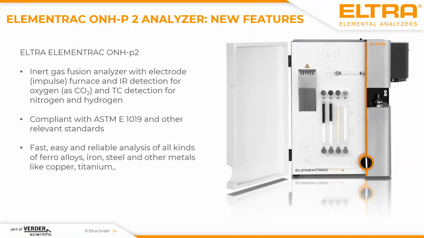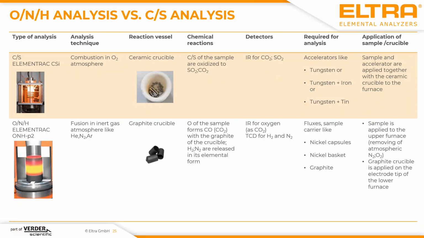titanium, and ceramics. At first glance, the Elementrac CSI, which is suitable for carbon and sulfur measurement, and the Elementrac ONHP2, which is suitable for oxygen, nitrogen, and hydrogen analysis, look pretty much the same. But the technique inside is something totally different. For carbon and sulfur analysis, you put your sample in a crucible, add some accelerator, and use oxygen as carrier gas. And the oxidation of the sample causes the release of CO2 and SO2, which is measured in infrared cells.